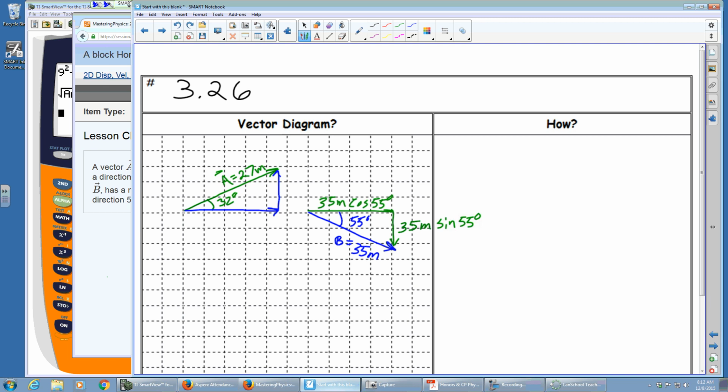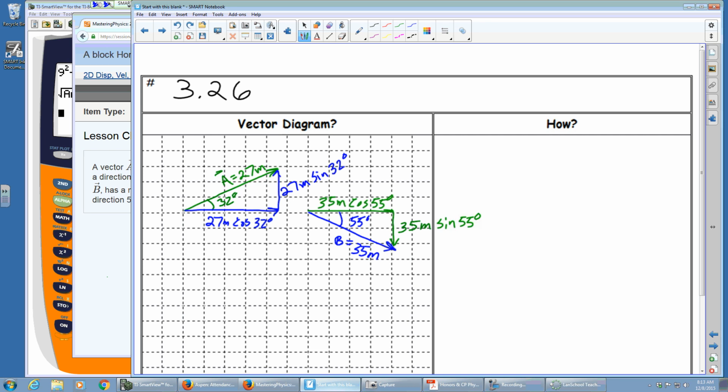On A, the adjacent side would be 27 meters cosine 32 degrees, and the opposite side would be 27 meters sine 32 degrees. Good? No? Yes?